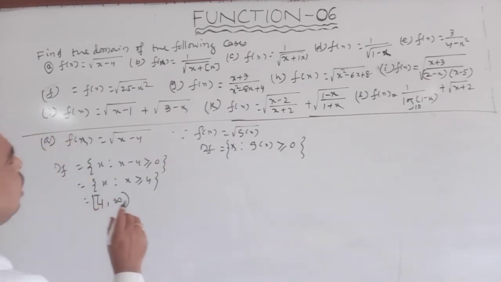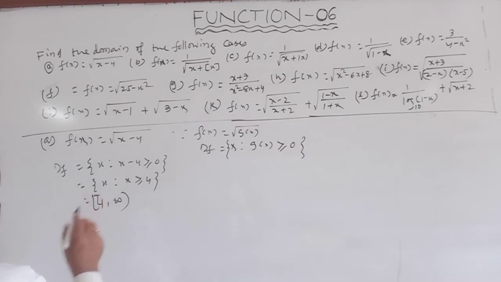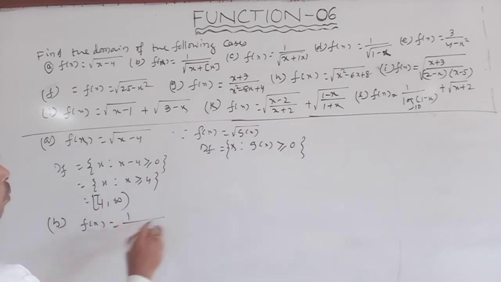Second one, b: f of x is equal to 1 by root x plus square bracket x.